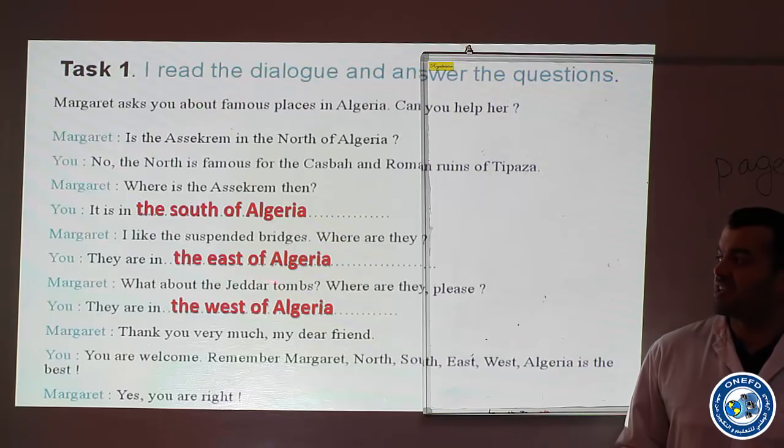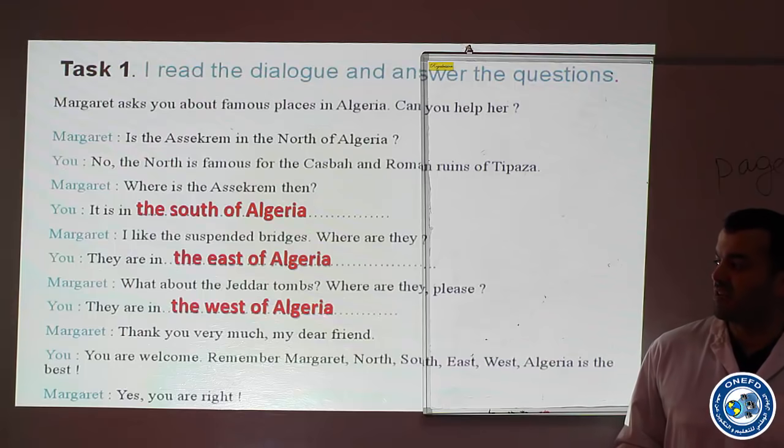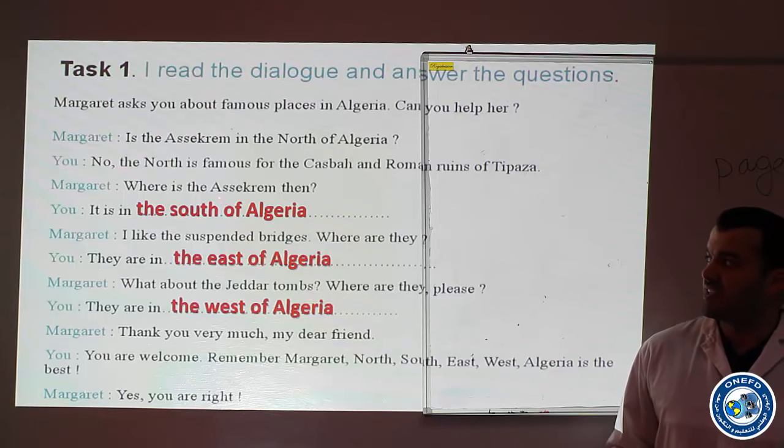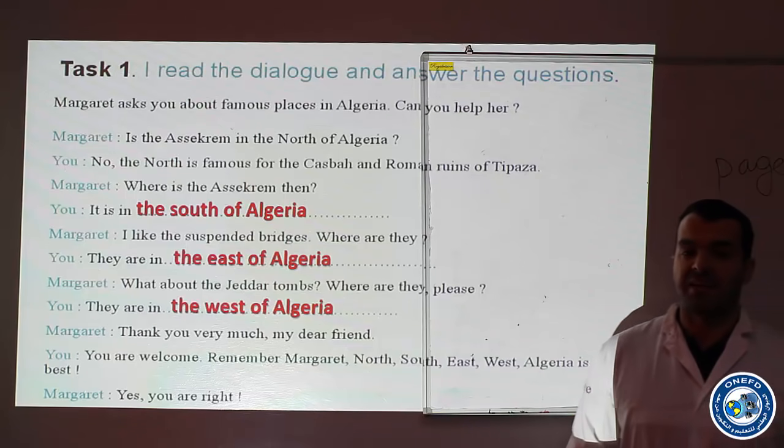Now, concerning the Jidar tombs, where are they? They are in the west of Algeria. So, the Eskeram is in the south of Algeria. The suspended bridges are in the east of Algeria. And finally, the Jidar tombs are in the west of Algeria. Please write down the correction.